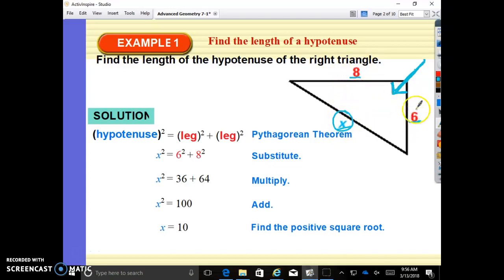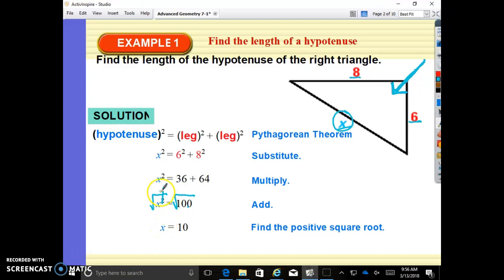8 squared plus 6 squared equals what squared? 8 squared is 64, 6 squared is 36. When you add them together, you get 100. X squared equals 100. What times itself gives you 100? Well, if I take the square root on both sides, square root and square root are inverses.